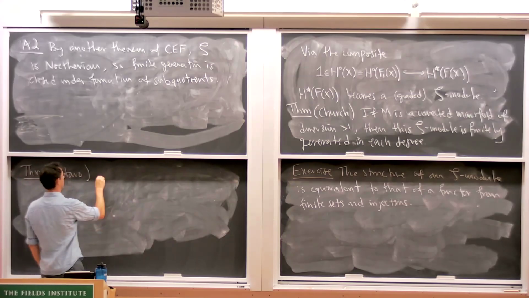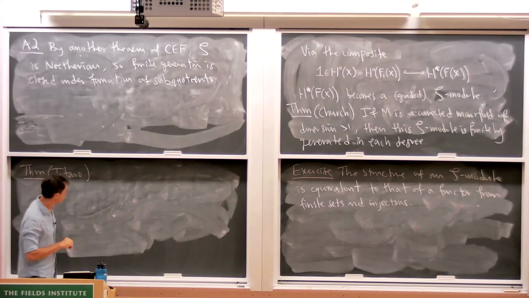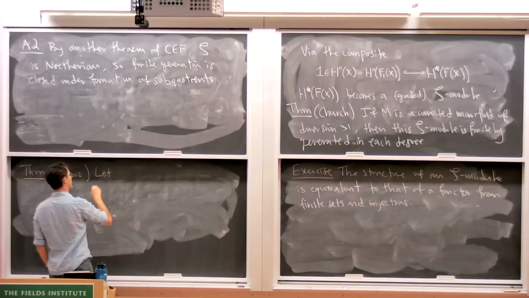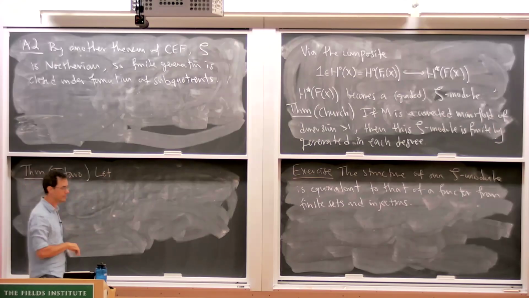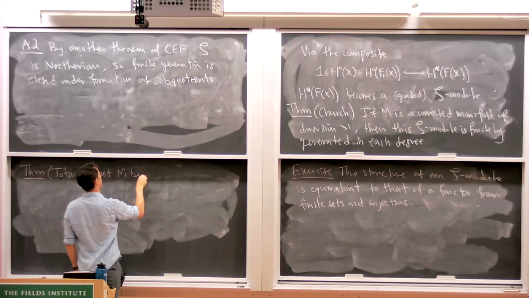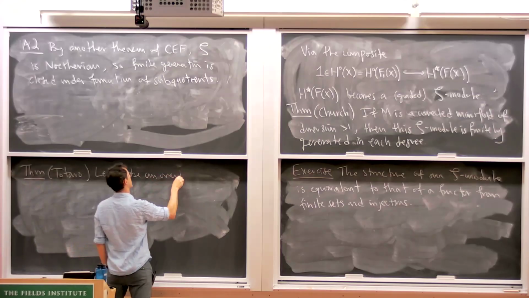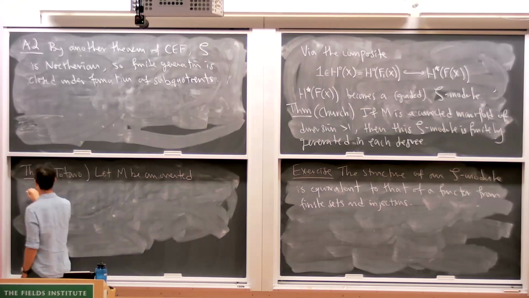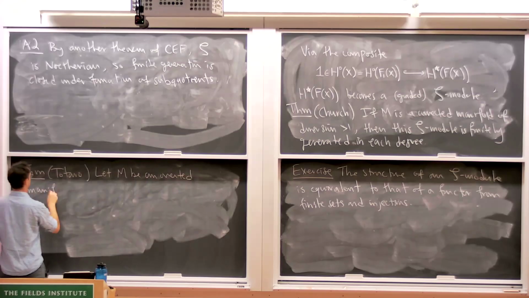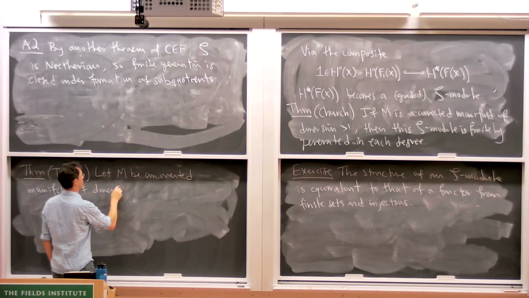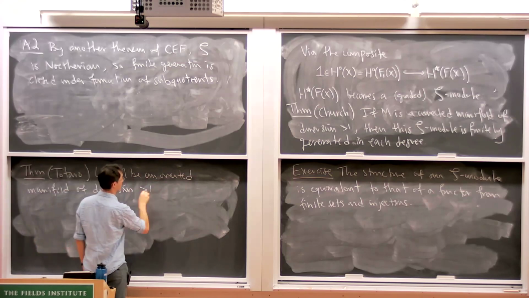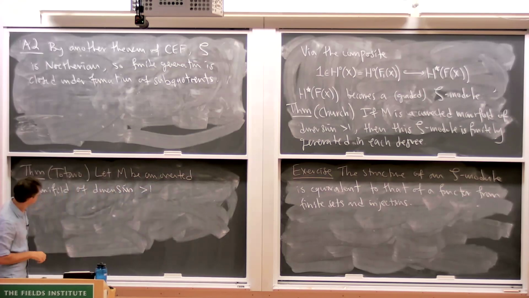So let's say it this way. For simplicity, I'm going to assume that the manifold is oriented. It's not necessary, it's just to write something simple. So let's say that M is an oriented manifold of dimension at least one. Sorry, at least two, excuse me.